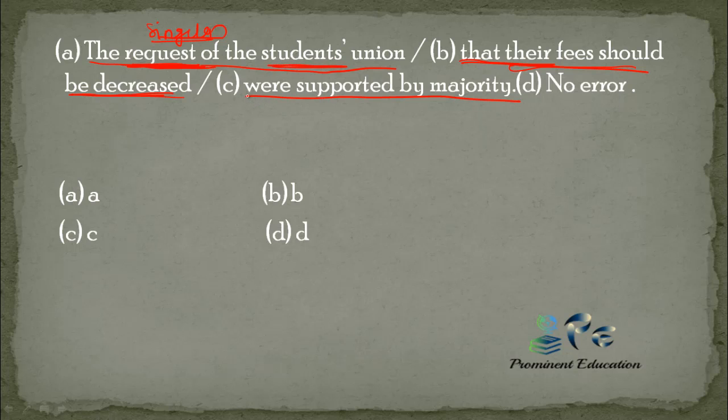And now, "were supported by majority." I have told you the subject is singular, so the verb used should be singular. The verb here is plural. "Were" that you have used here is plural, which is wrong. So your part C contains the error, so the answer of this question is part C.